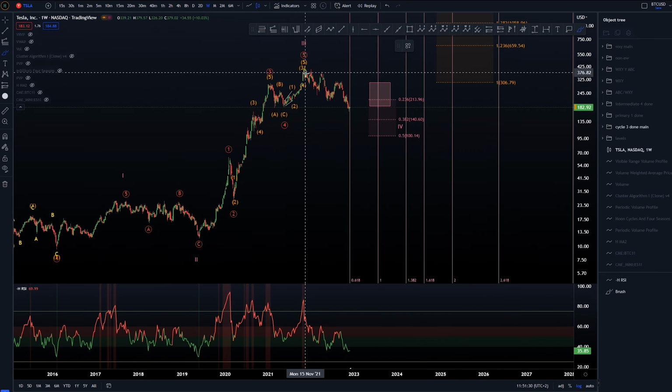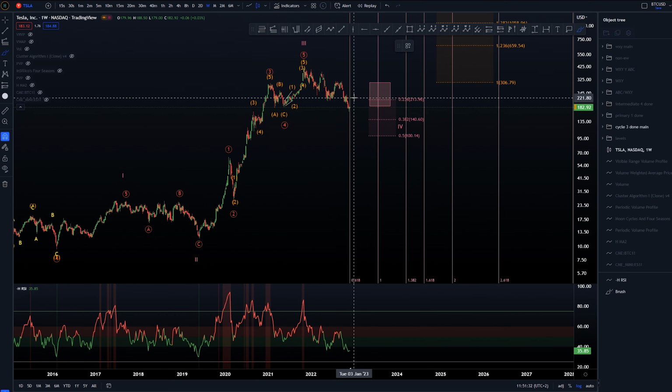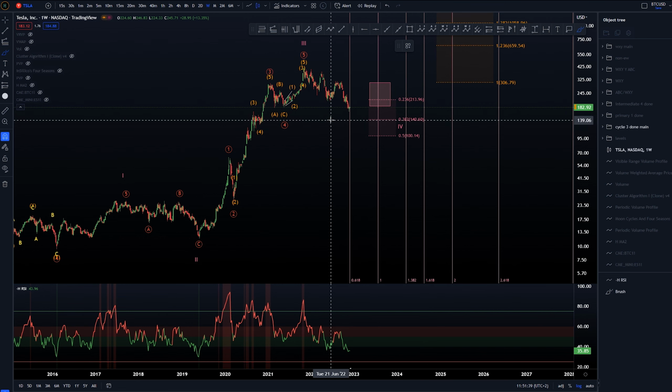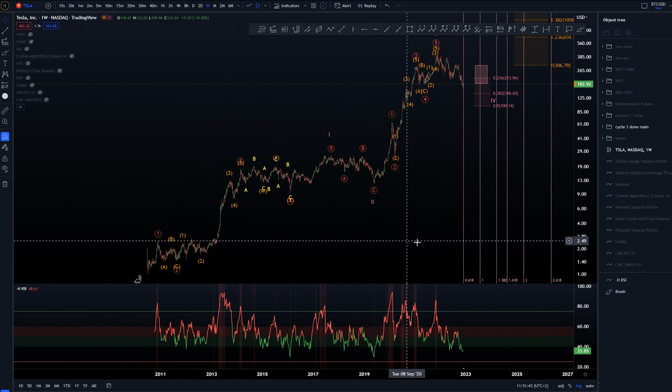So what we would have is some kind of zigzag structure, or a double zigzag, triple zigzag, or a triangle, and those were the options for the alternation. But yeah, that is that. I think this is my main count at this very moment.